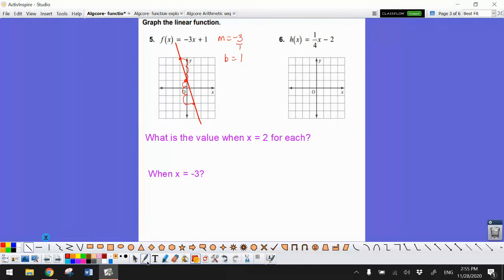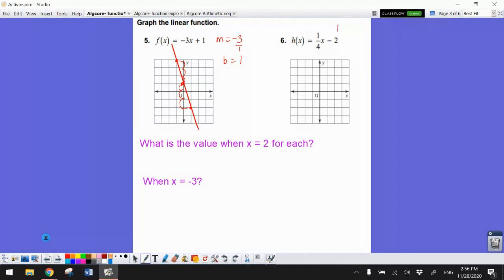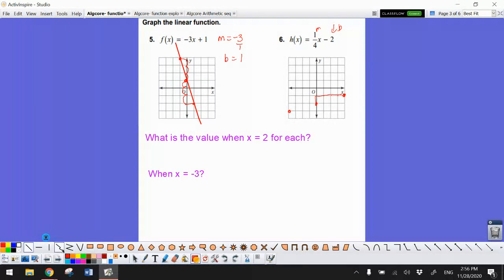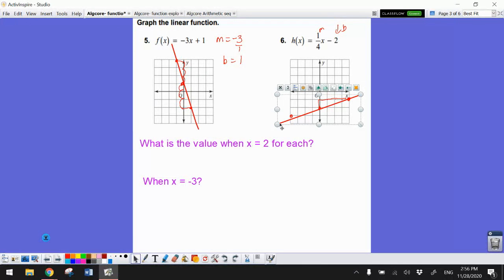Okay, and then let's do the same thing with our minus 2. Remember, this is my b and this is my m, so I have negative 2 as my starting point, and then up 1 over 4. 1, 2, 3, 4. Down 1 over 4. And my line is going to be heading in this direction. See if I can get that one lined up a little more. There we go.